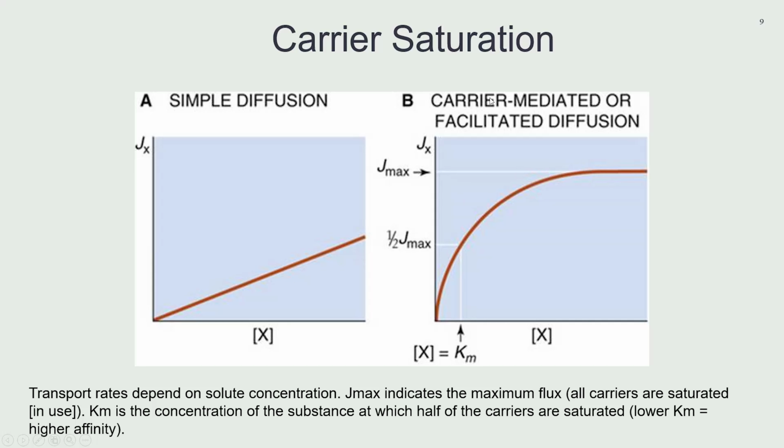In the case of facilitated diffusion, notice that it occurs faster. Here we have a slower increase, and this occurs faster, but there is a moment when it doesn't matter how much you increase the concentration gradient, we are not going to increase the rate of diffusion at all. This is the moment when all the transporters are saturated.